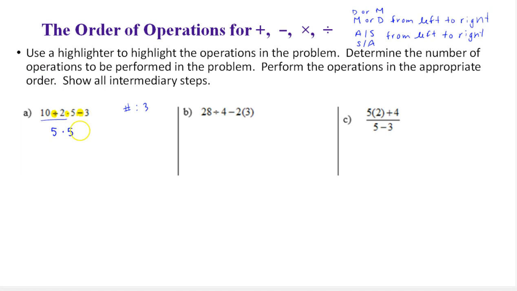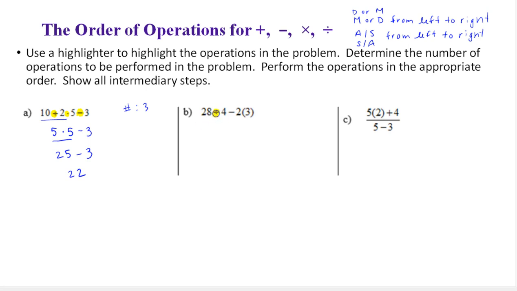Now I'm going to copy down the rest of the problem, times 5 minus 3. Here we have 5 times 5, so next is multiplication, 25 minus 3. And now we have subtraction, 25 minus 3 is 22. Notice in this case we ended up performing them exactly from left to right. First division, multiplication, then subtraction. That doesn't always happen, but it did in this problem. Let's look at the next one.